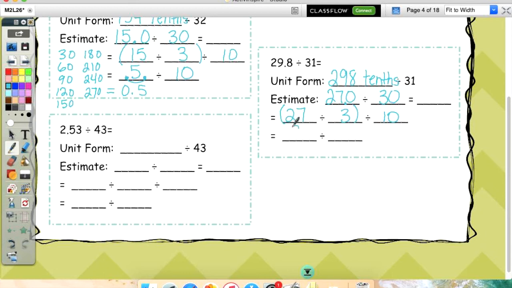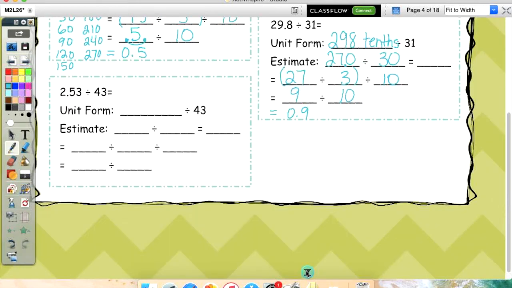9. You're still not beating Isaac. Come on, kids. 9 divided by 10. 9 tenths. Very good. I said 0.9 instead of 9 tenths.